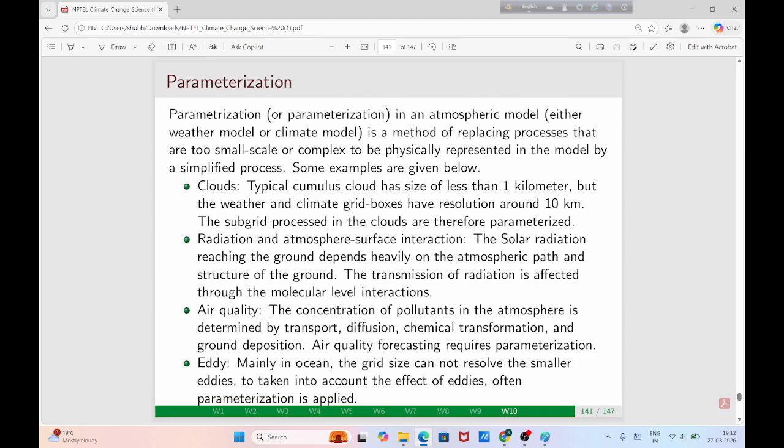Air quality is also parameterized. We cannot determine exactly how much particle is present of a particular type of pollutant. We cannot chemically resolve all the pollutants in the atmosphere. It is a tedious and almost impossible job. So we look into different properties of the materials or molecules, and depending on the density or the presence, we determine how much of a particular type of molecule is present in the atmosphere. Air quality forecasts depend on that, which is why it also requires parameterization.